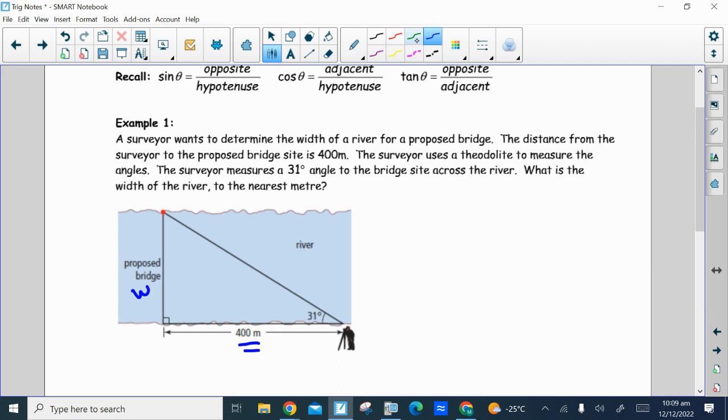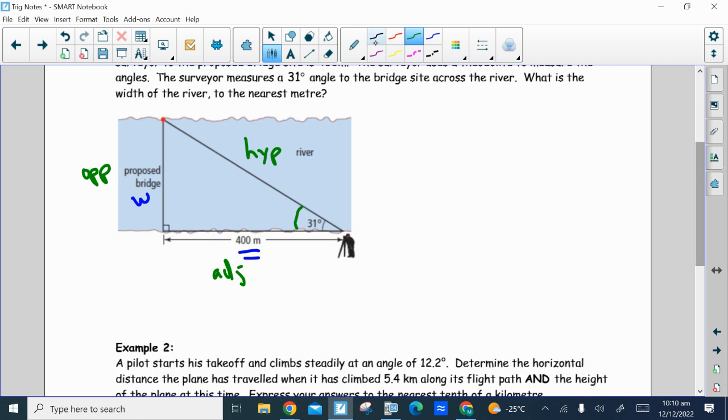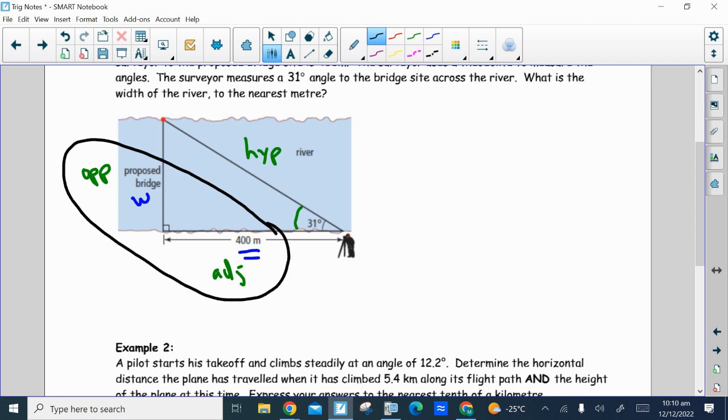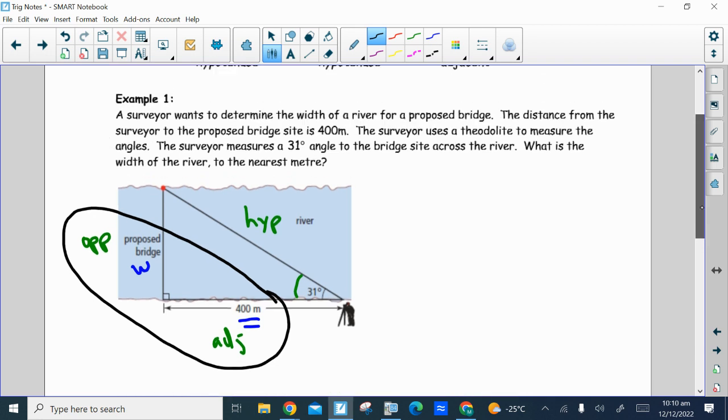So like we did before, we would start by labeling the sides of the triangle. The side across from the right angle is the hypotenuse. This 31-degree angle is given. We're going to use that. The side across from that is the opposite. The third side is the adjacent side. Then, in this case, we want to find W, which is the opposite. We're given 400, which is the adjacent. We're going to use opposite and adjacent. We're not given the hypotenuse, not going to use it. So Jet, what ratio uses opposite and adjacent? And what does the TOA mean?